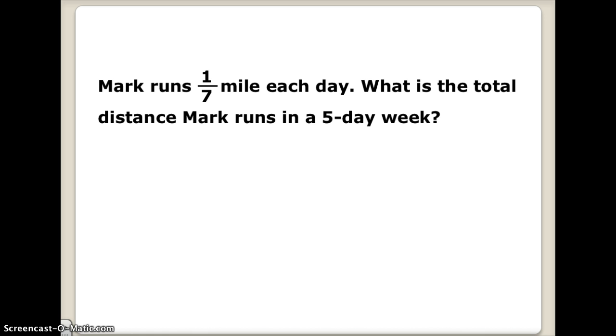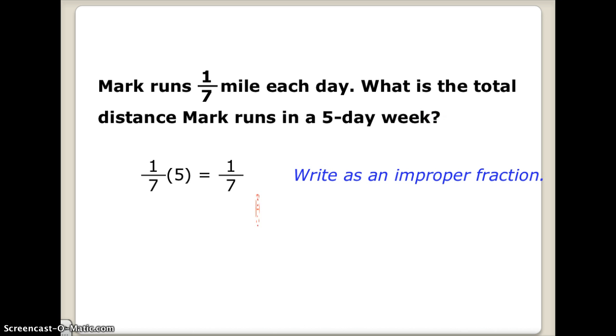Mark runs 1/7 of a mile each day. What is the total distance Mark runs in a 5-day week? So we could add 1/7 plus 1/7 plus 1/7 5 times, or we could multiply 1/7 times 5. Multiplication, we go straight across. We write 5 over 1 so that we remember that 5 is the numerator and 1 would be the denominator, and we get 5/7.